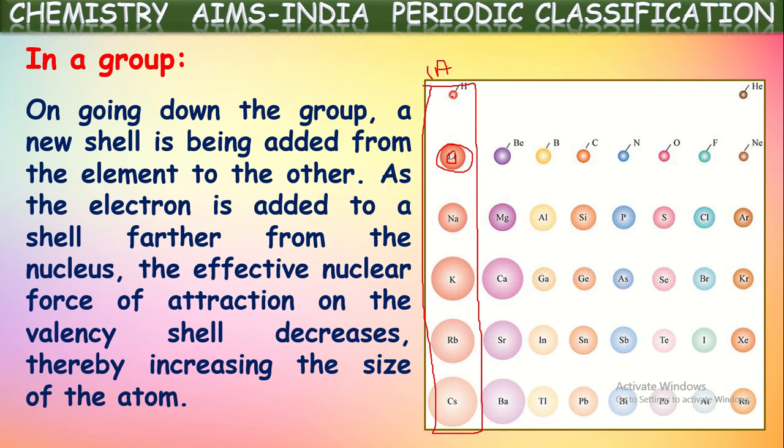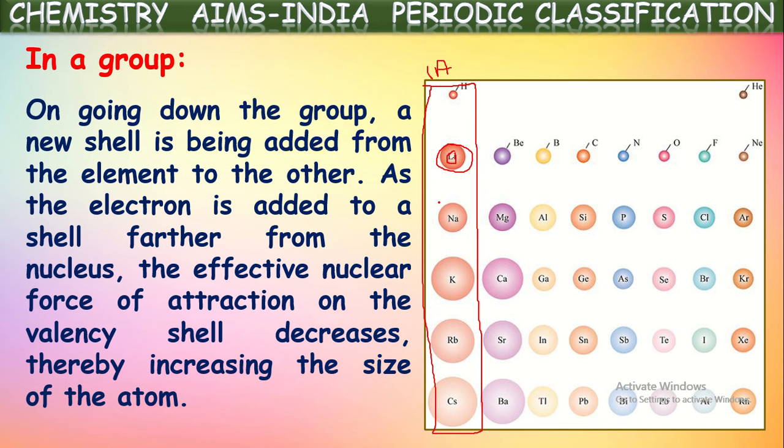increased. So what happens is, the effective nuclear force of attraction on the outer electrons will be a little lower when compared to the small sized atoms, the upper elements which have a lower number of orbits. So as the number of orbits increases, gradually size increases. Thus we can say in a group from top to bottom, atomic size increases.